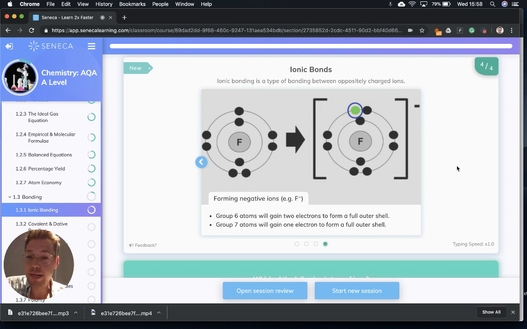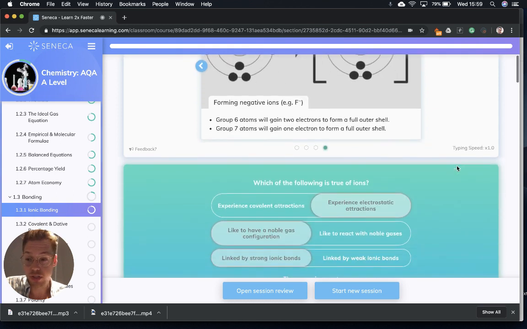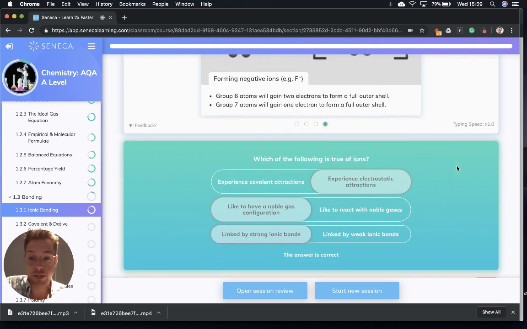But if we want to talk about negative ions, group 6 atoms will gain 2 electrons to form a full outer shell, and group 7 atoms like fluorine will gain 1 electron to form a full outer shell. So when we're forming ions, it's all about that full outer shell. They're called noble gases for a reason, honey. They're noble, they're majestic, it's what everyone wants to be, okay?